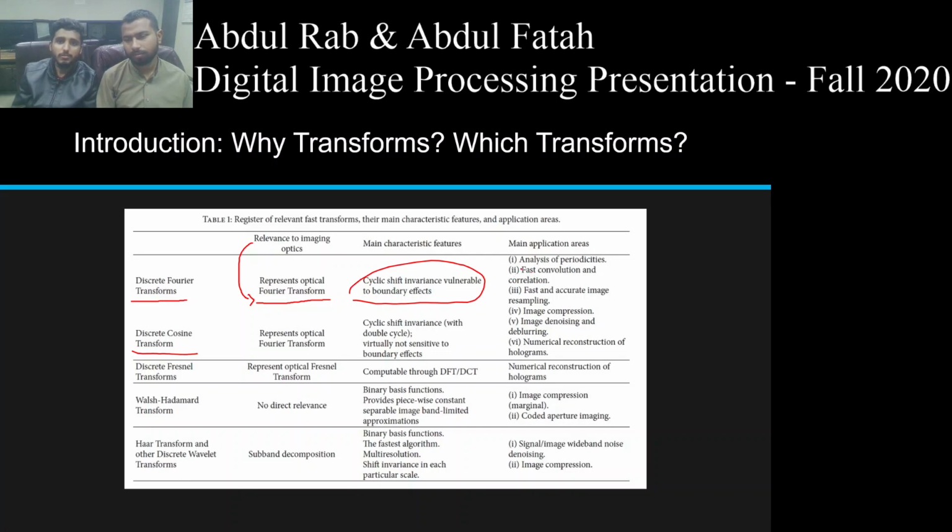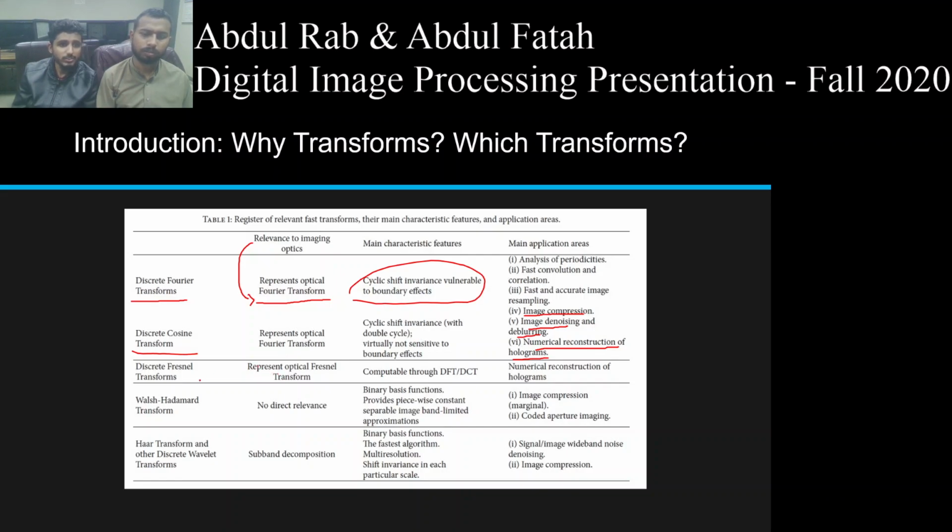The resampling topic we will study in further slides. And then image compression, we will also discuss that. Image denoising and deblurring, we will also discuss them later. These are the applications of the discrete Fourier and discrete cosine transforms. It means we can handle these kinds of issues using these transforms.